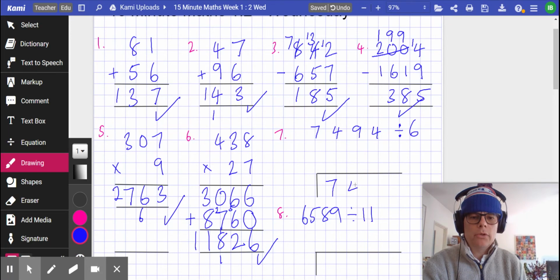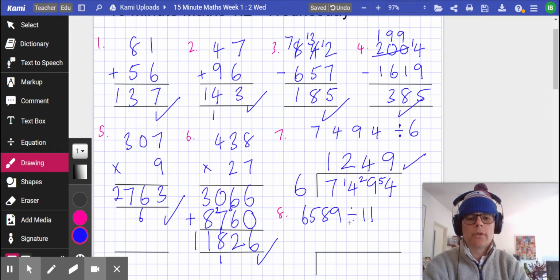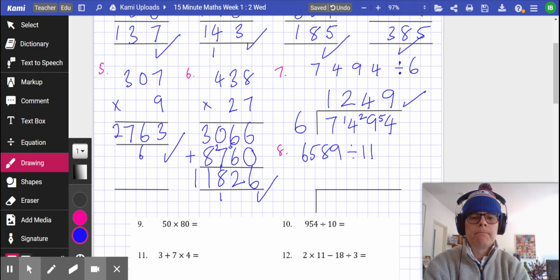7,494 divided by 6. 6's into 7 goes once, remainder 1. 6's into 14 go 2, remainder 2. 6's into 29. I think 4 6's are 24 with a remainder of 5. And 6's into 54, 9. So very well done if you got that answer there, 1,249.